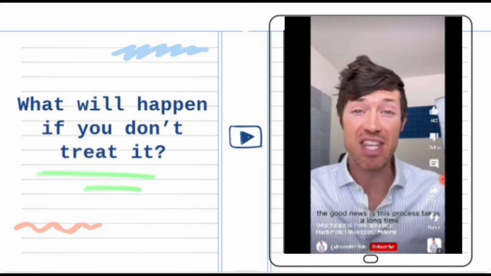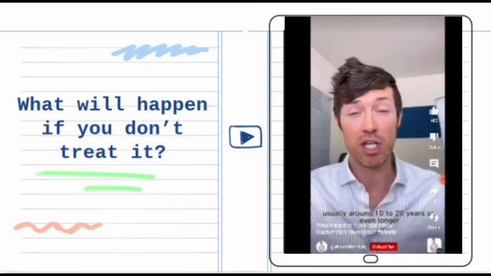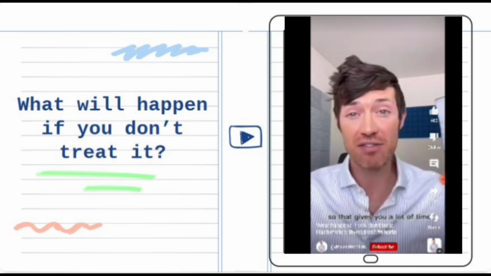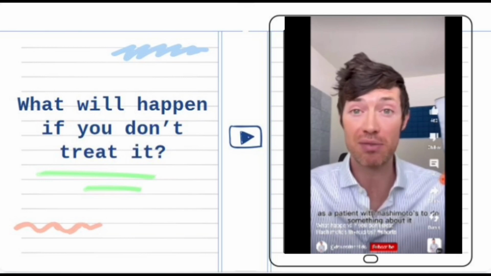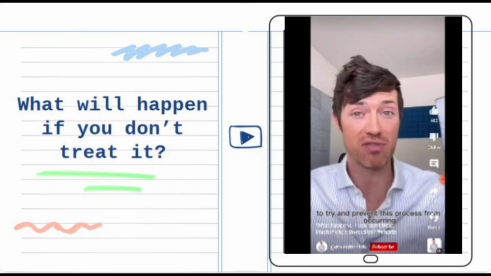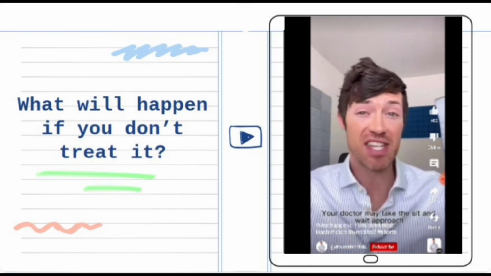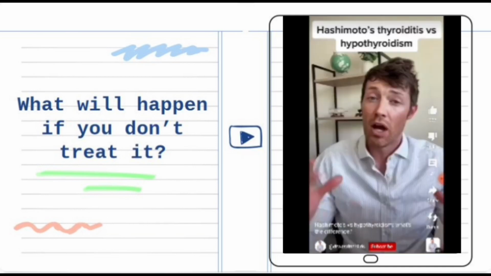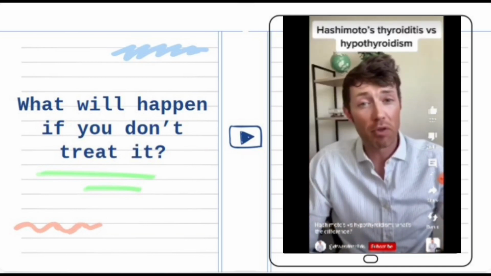The good news is this process takes a long time, usually around 10 to 20 years or even longer. So that gives you a lot of time as a patient with Hashimoto's to do something about it to try and prevent this process from occurring. Your doctor may take the sit and wait approach and just give you thyroid medication, but that's not all you can do.